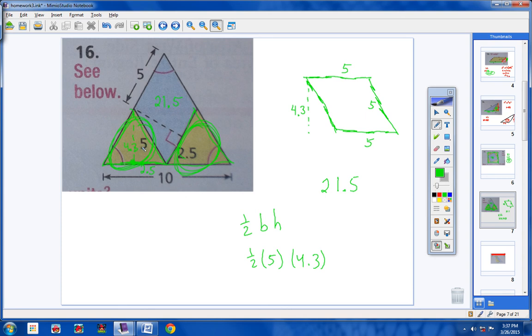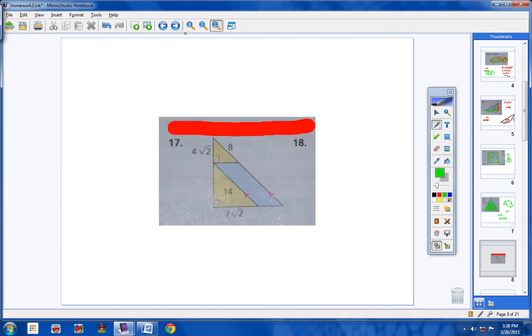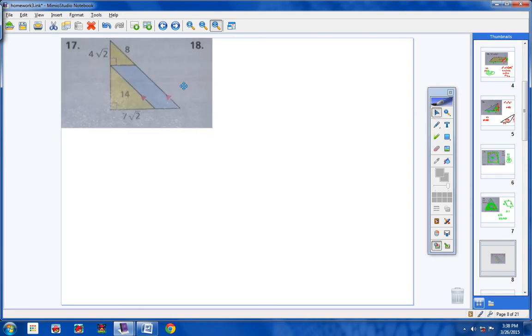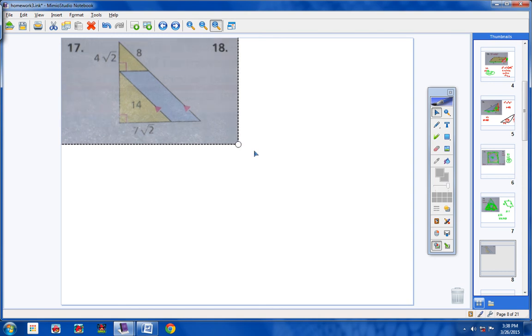In other words, these two yellow triangles would fit right inside of this blue parallelogram. This triangle right here would fit right here, and this triangle right here would fit right up here. So the two areas are identical. Okay, all right, moving on to number 17. Let's see what we got here.